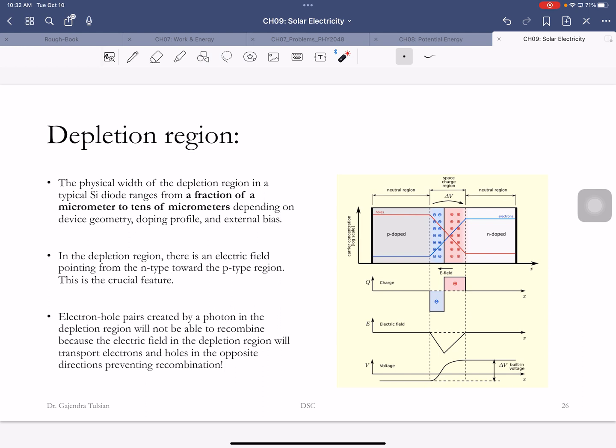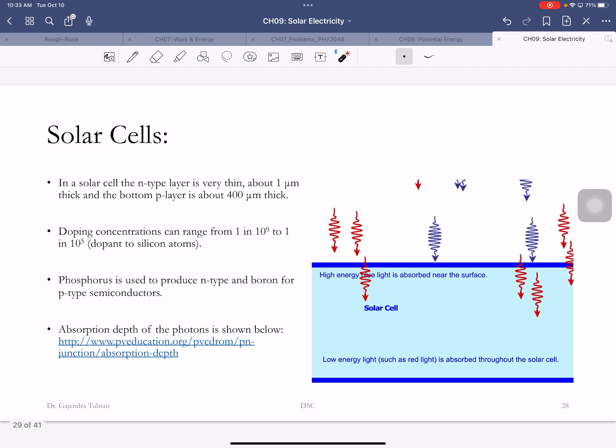Okay, so here the physical width of the depletion region in typical silicon diodes ranges from a fraction of a micrometer (1 micrometer is about 10,000 atoms) to tens of micrometers, depending on the device geometry and doping profile. So this is where you absorb most of the photons. Okay? So here's the probability.